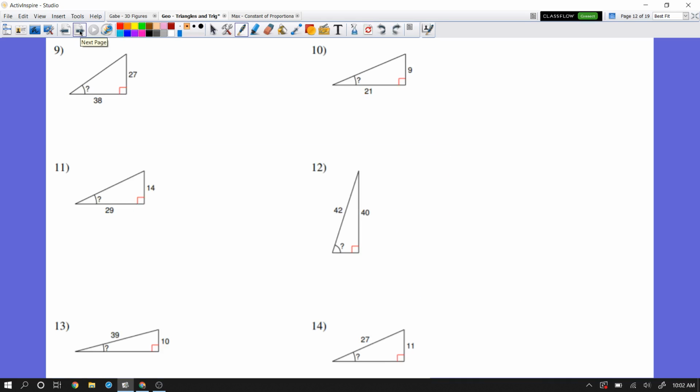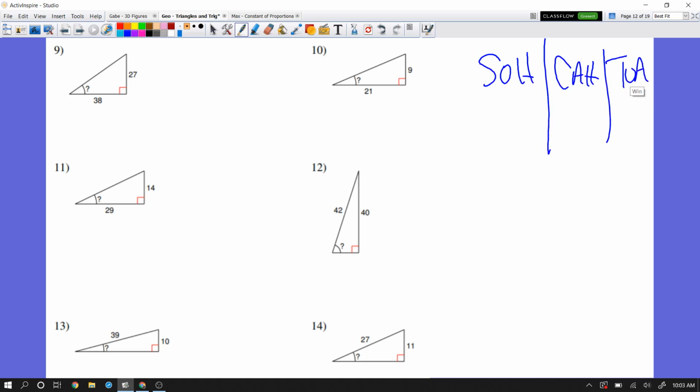So just to do a couple of these, jumping around, you can see that you're given two sides and you're missing an acute angle. And the reason it's acute is because you're given the right angle, and the reason that this works is because you're identifying it as a right triangle. So I'm just going to go ahead and go over to SOHCAHTOA. Okay.